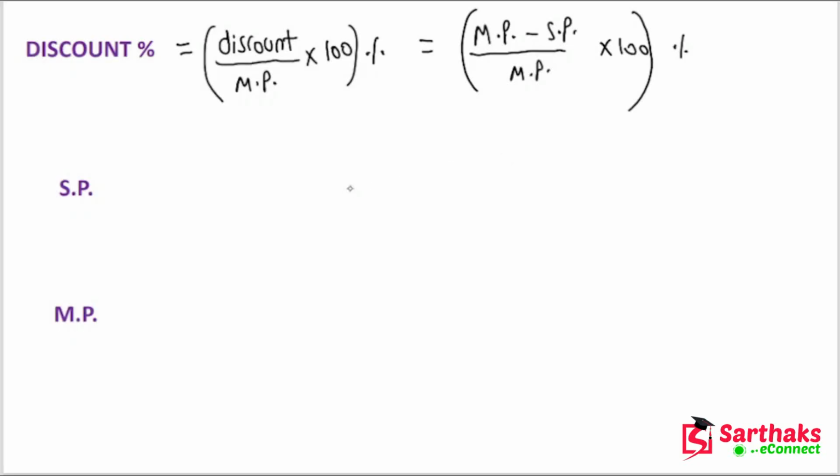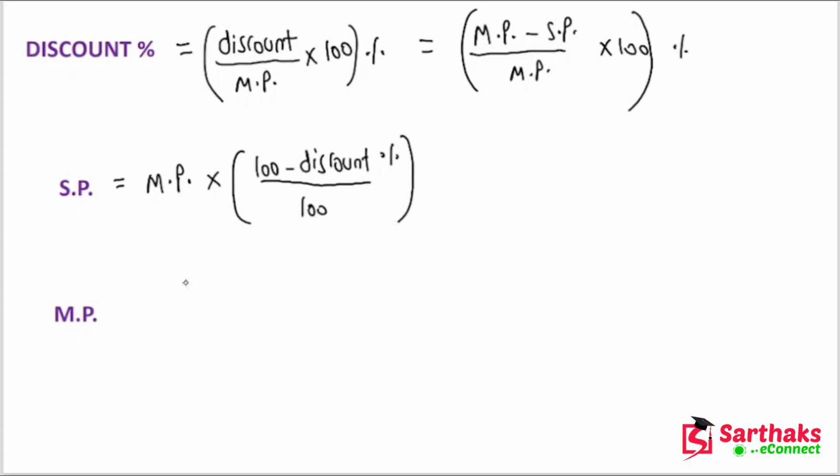Now what is selling price when discount percent and MP are given? If you use this formula and try to calculate SP from it, then SP, that is selling price, would come out to be marked price into 100 minus discount percent whole upon 100. It is similar to how we calculate the selling price when we are having a loss, right? That was 100 minus loss percent whole upon 100 into cost price. Here also selling price is marked price into 100 minus discount percent upon 100.